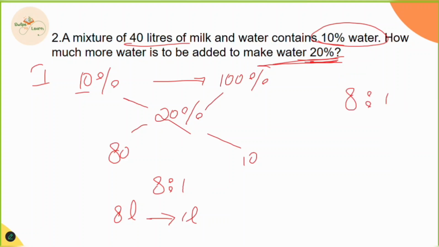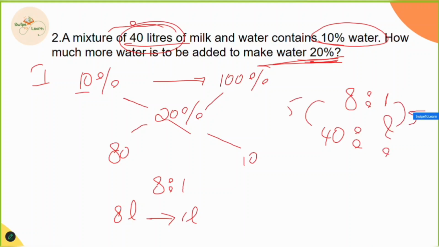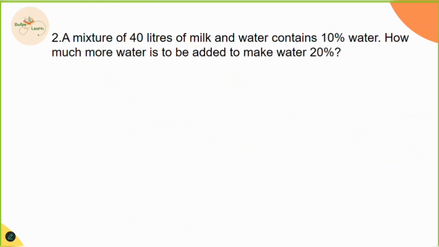But what we want is for a mixture of 40 liters. For 8 liters, 1 liter of water should be added. For 40 liters of milk, how much should be added? This is 5 times, so we simply multiply by 5, which means 5 liters. Therefore, 5 liters of water should be added to make the water 20%. Next question.